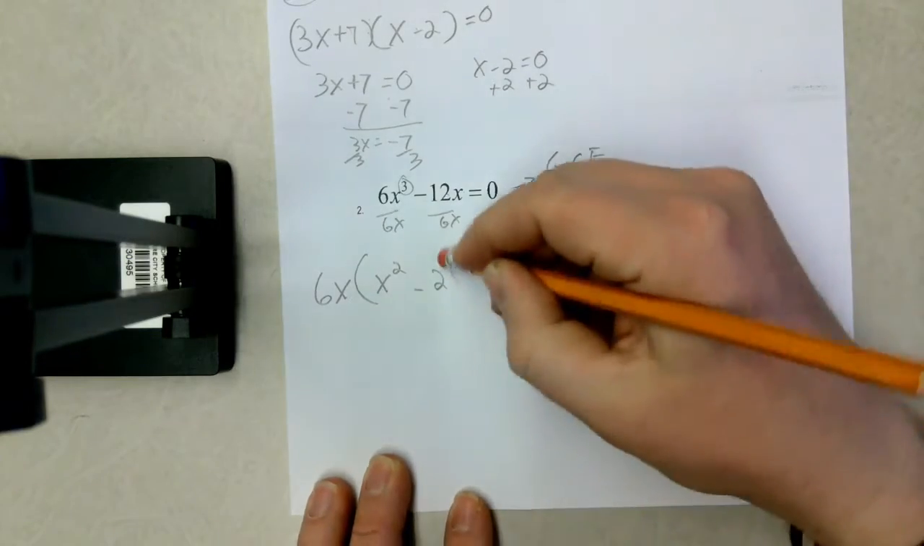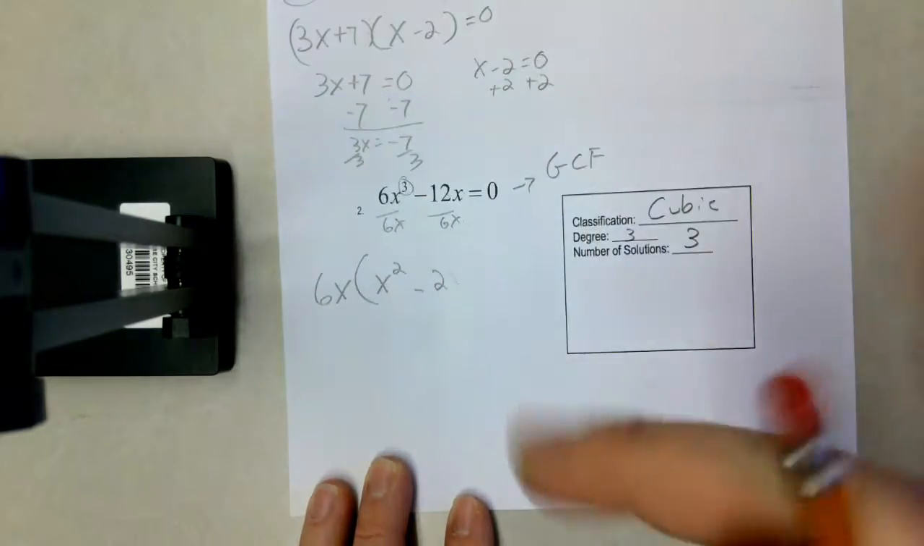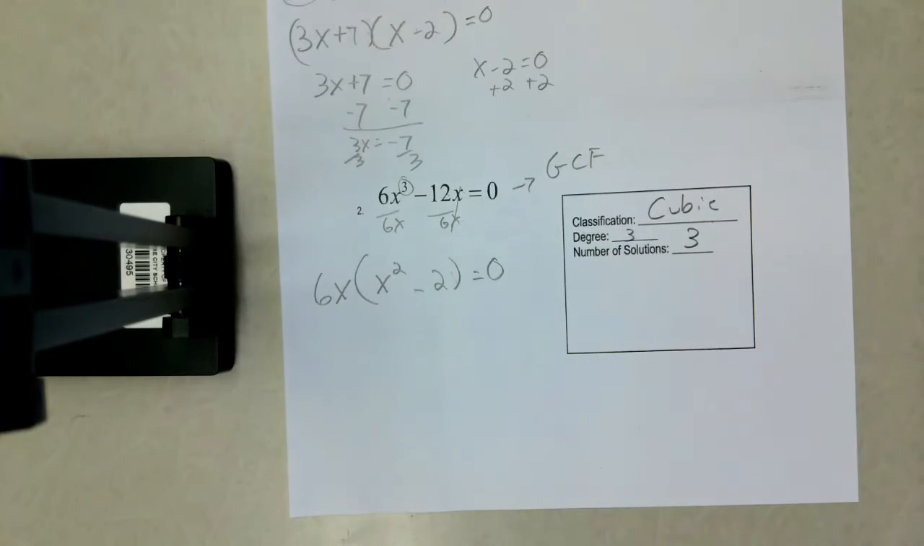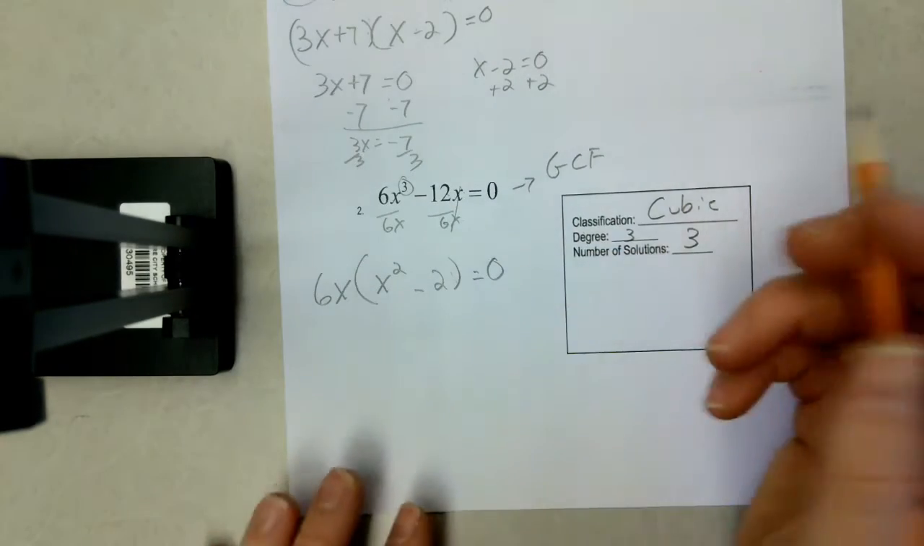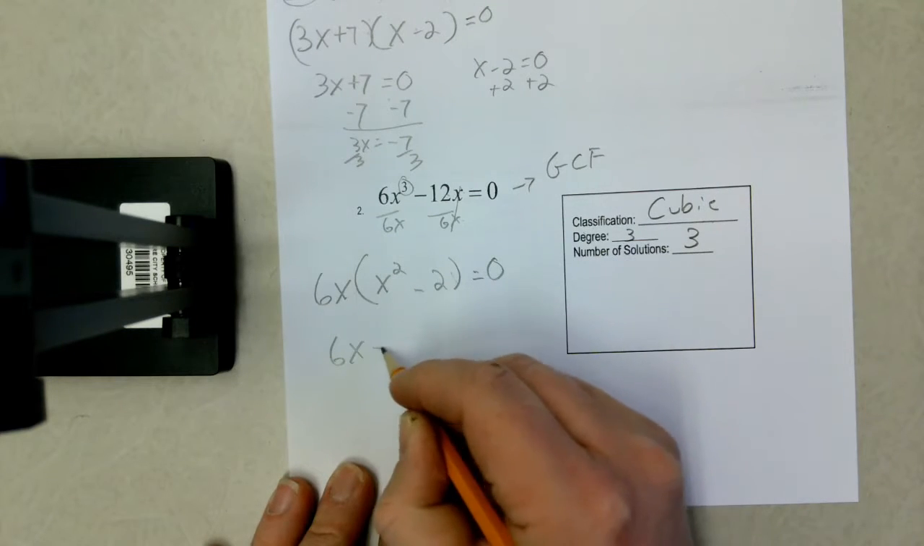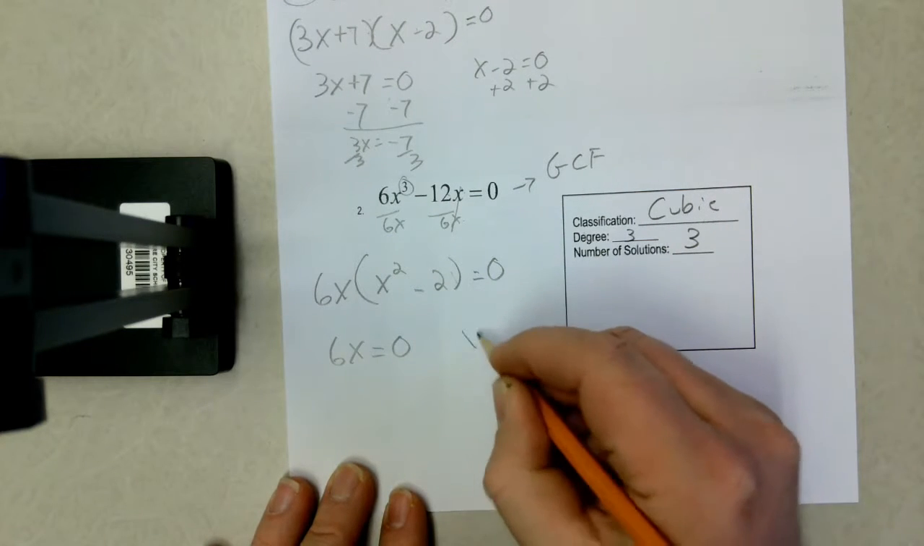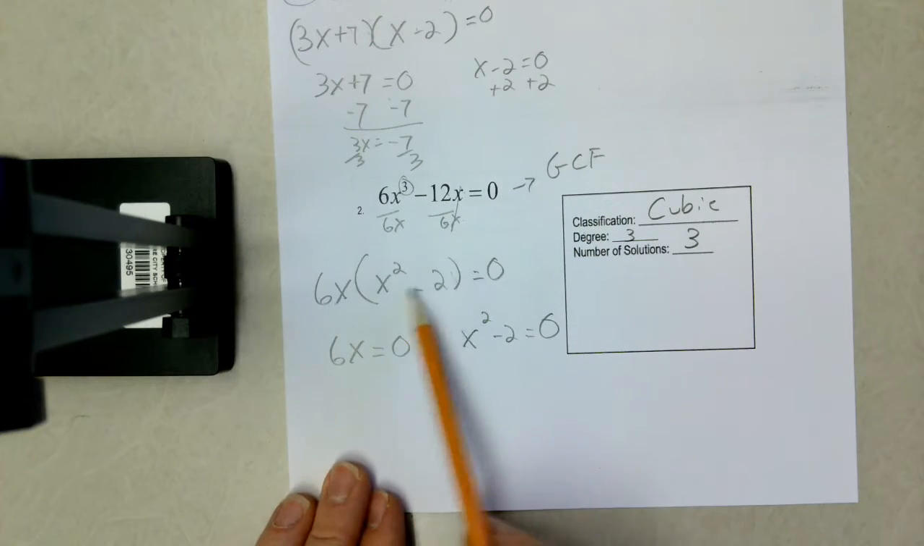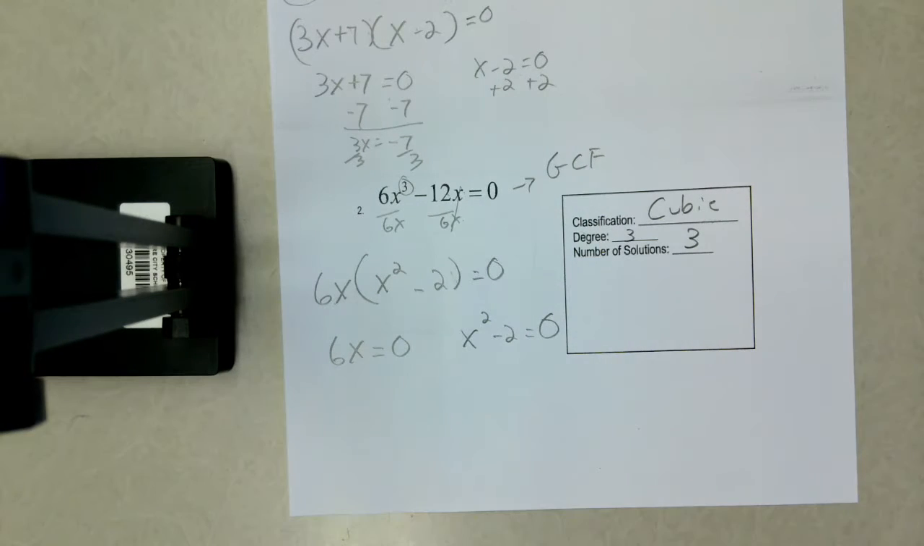Just negative 2, sorry about that, because the x's cancel out. Equals 0. So that's taking out the GCF there. I set each of them equal to 0. 6x equals 0, and then x squared minus 2 equals 0. So kind of like the one above, each of those gets set equal to 0, and then we just solve.